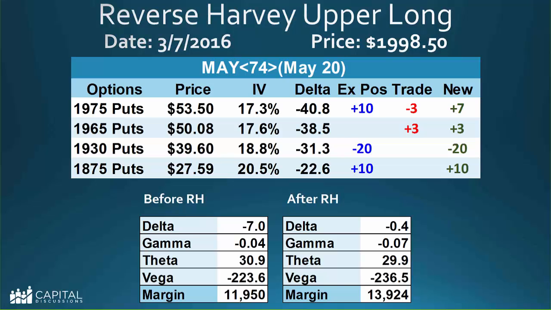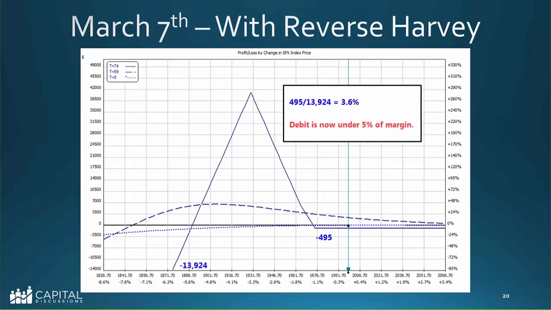And now it looks like this. So now we're only 3.6% of the margin in use, which is about what we're looking for. You can see it's closer to that expiration zero line. So when the market does run higher, it's going to be much easier to lift that side of the trade up and lock in a profit.